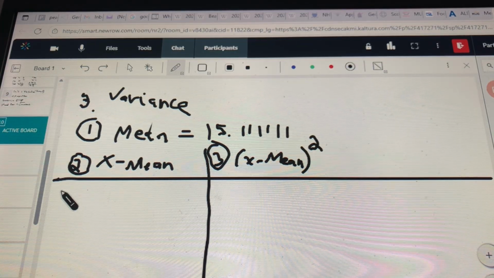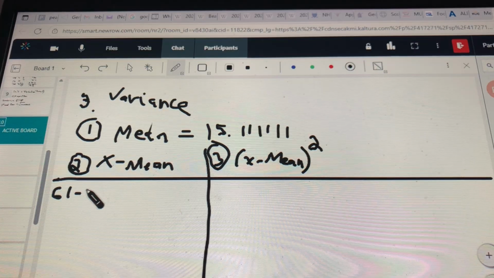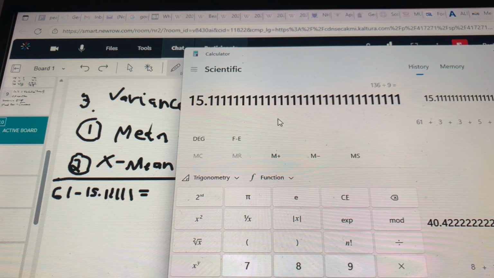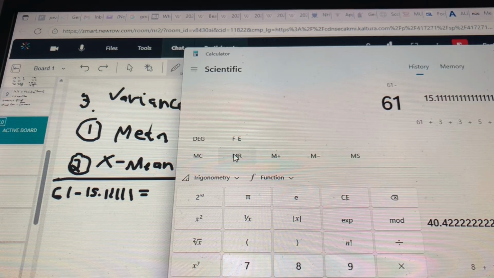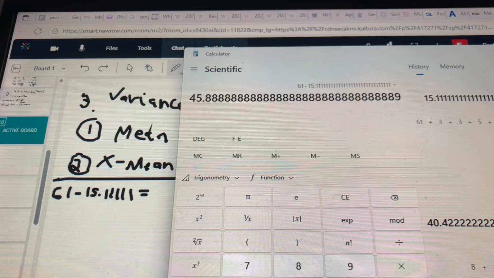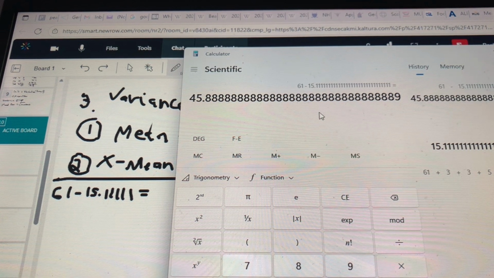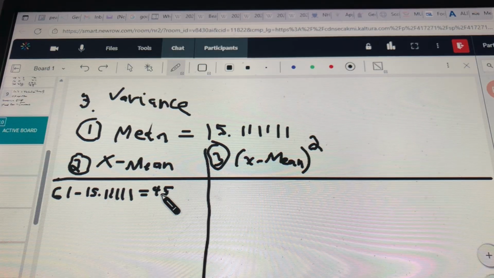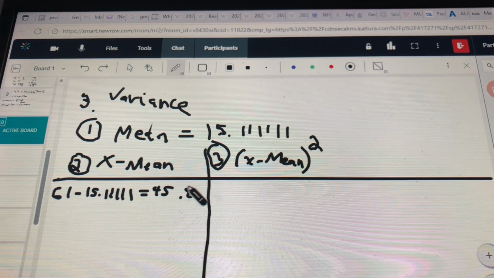So my first number was 61, and the mean is 15.1 repeating. See right here, in fact, what I'm going to do is store this in memory. Memory store. So that way I can do 61 minus memory recall. See, you don't want to round this, and it's really messy, but I want to work with the whole thing. So this is 45.8 repeating. I'm just going to write it this way on my work, but I'm going to leave all those decimals in the calculator.